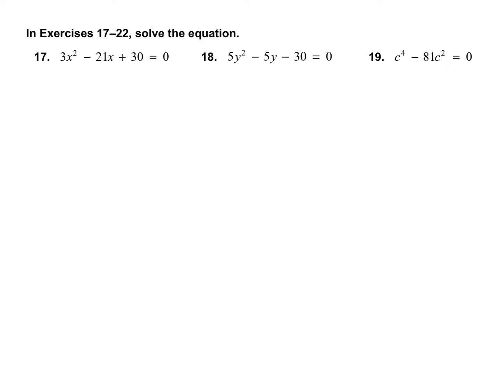These problems are on Student Journal, page 243. Remember, to solve a quadratic by factoring, the first thing that must be true about it is it must be equal to 0. And as you look at number 17, it is equal to 0.